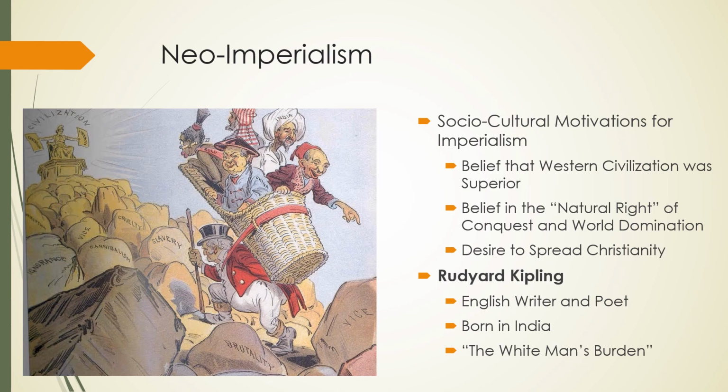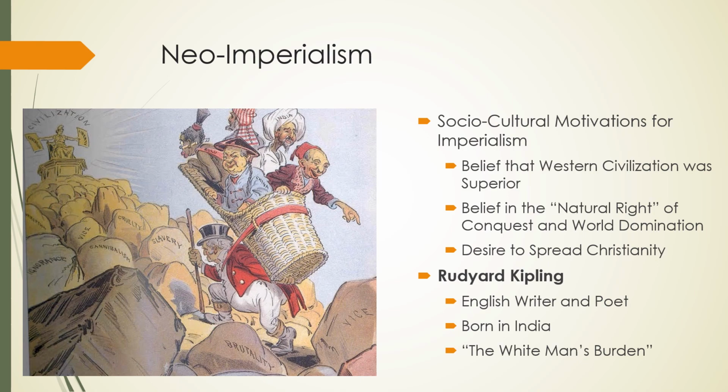So there was a belief in the natural right of conquest and world domination. We mentioned the idea of manifest destiny earlier. But there was also the desire to spread Christianity, that Christianity is the true religion, therefore it must be spread to these parts of the world that don't have it. There is an English author named Rudyard Kipling. You're probably familiar with this man. He wrote the Jungle Book. If you're familiar with either the book or a movie adaptation of the Jungle Book, he's the writer of that. He is English, but he was born in India.